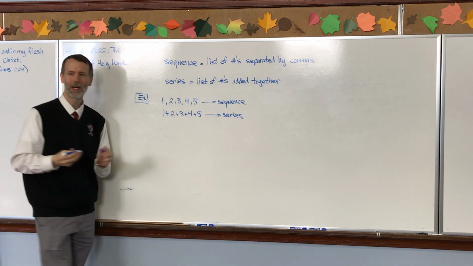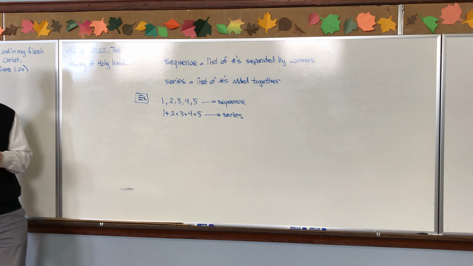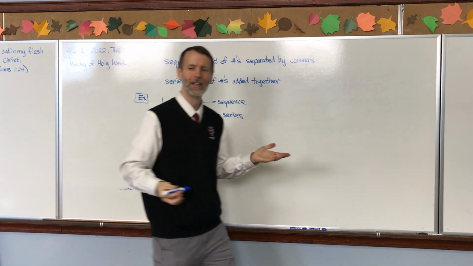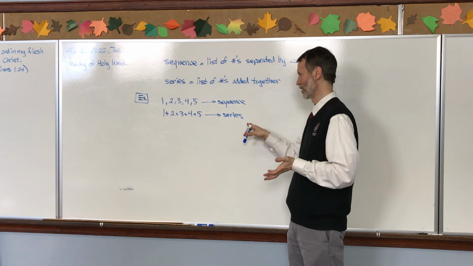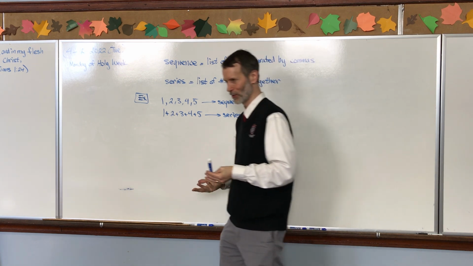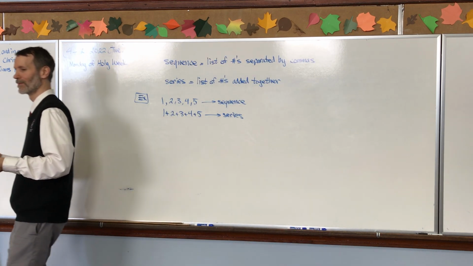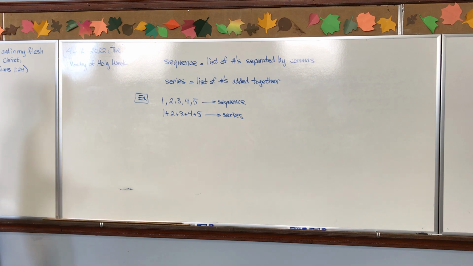They're using the same numbers, but they have different results. The first one, you just list them and you're done. The second one, you have to add them up. You'll actually get an answer for a series. You will not get an answer for a sequence. You just list them. Make sense?